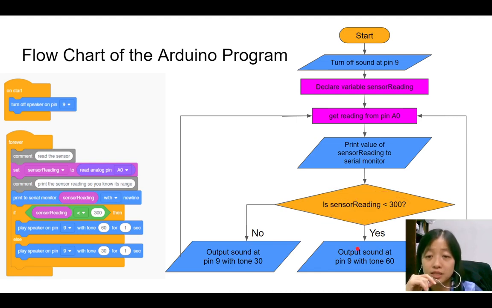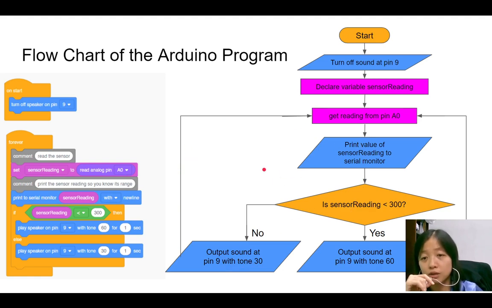Okay, if yes, then it will play the pin 9 with tone 16 and go back up, right? And continue to get the reading again and continue the process, right? If no, it will output the sound at pin 9 with tone 30, right? It's a different tone, and it will go back up again, right? And repeat again and again.